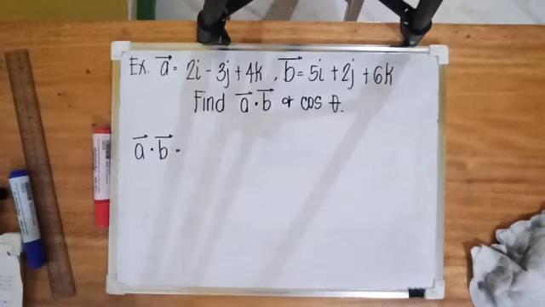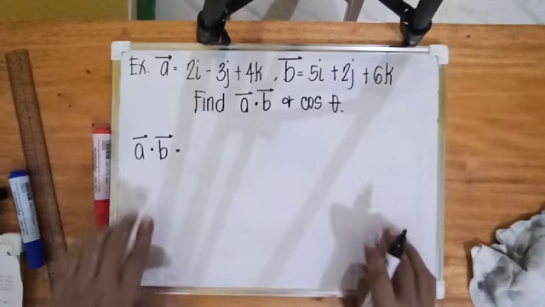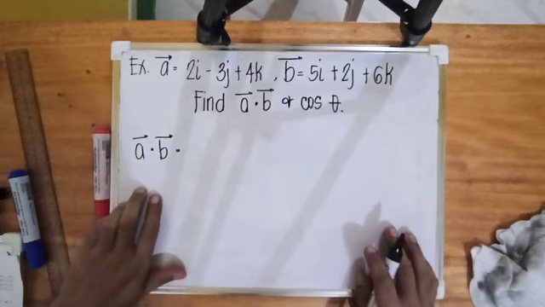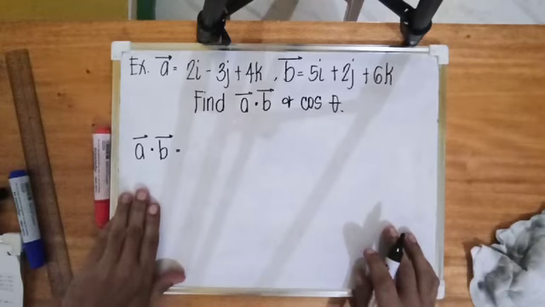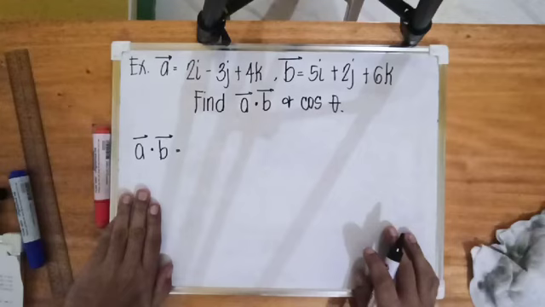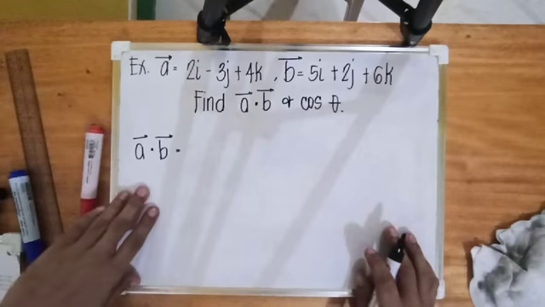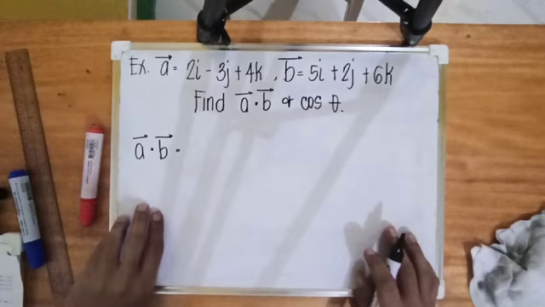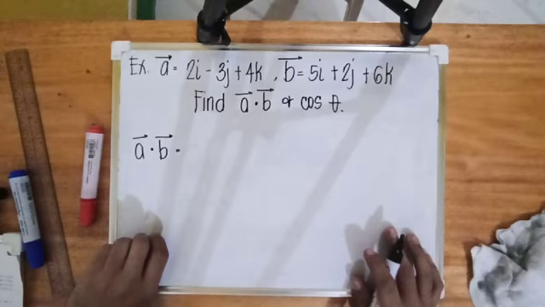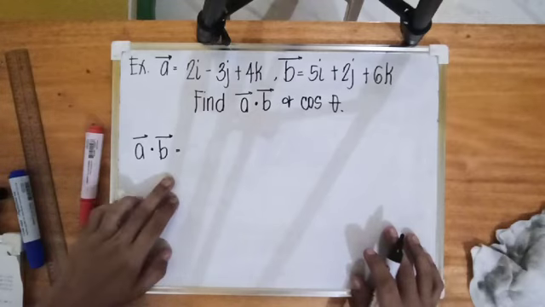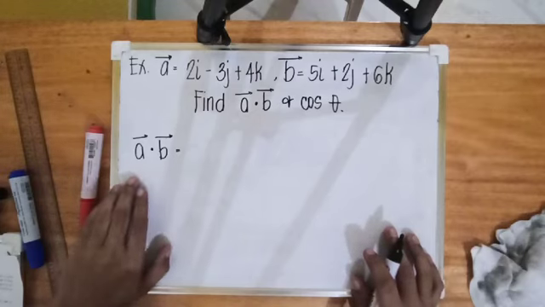So we are now on our first example in our lecture. We have vector A is equal to 2i minus 3j plus 4k, and vector B is equal to 5i plus 2j plus 6k. Find the scalar dot product of vector A and vector B and cosine theta. So let's proceed to our solution.